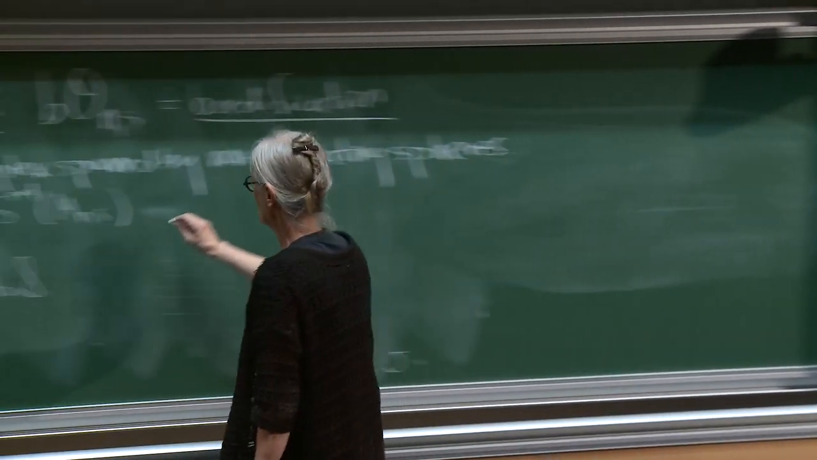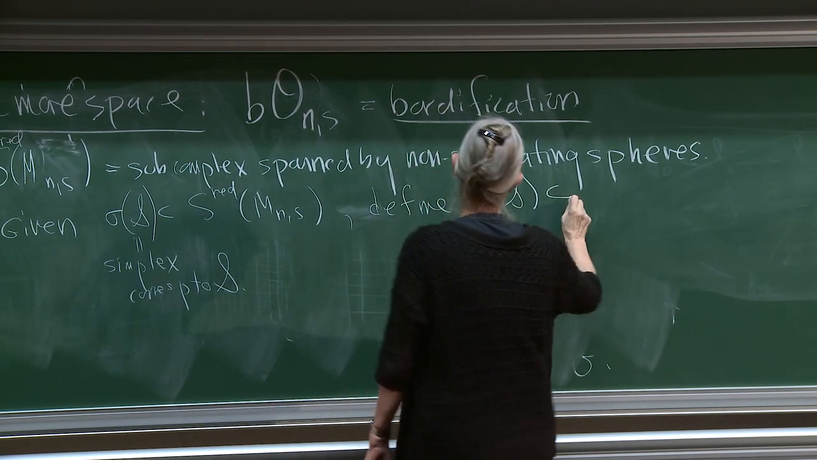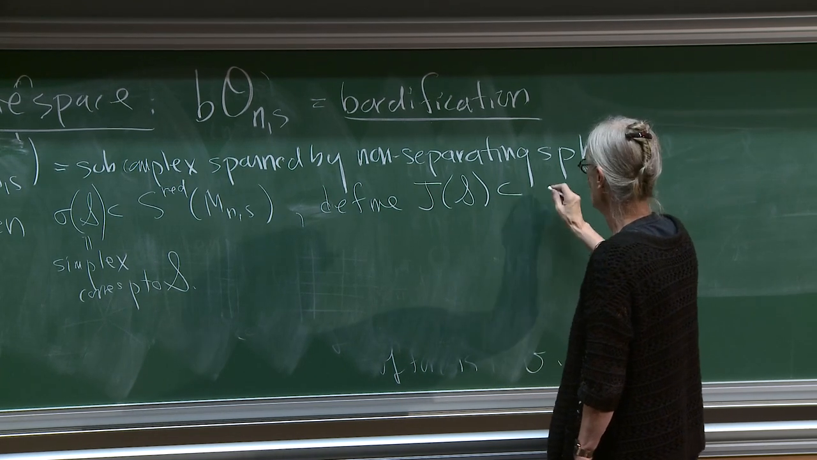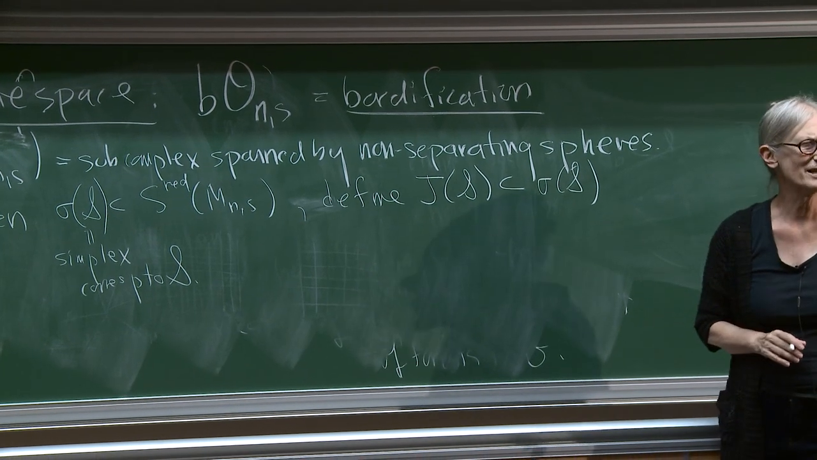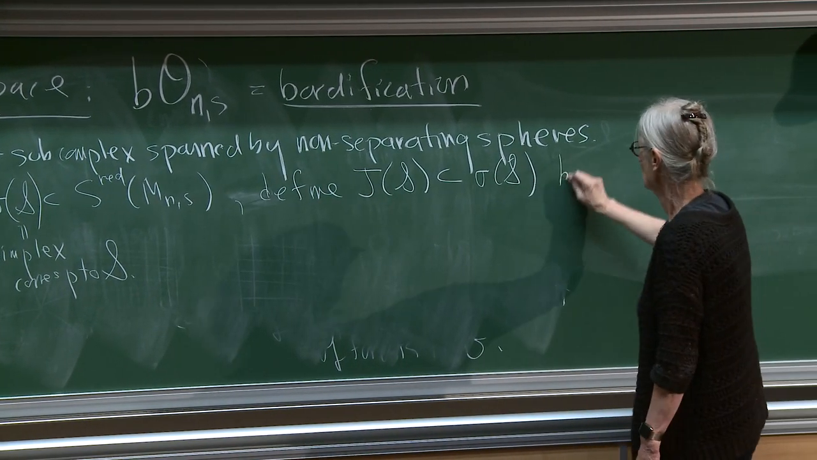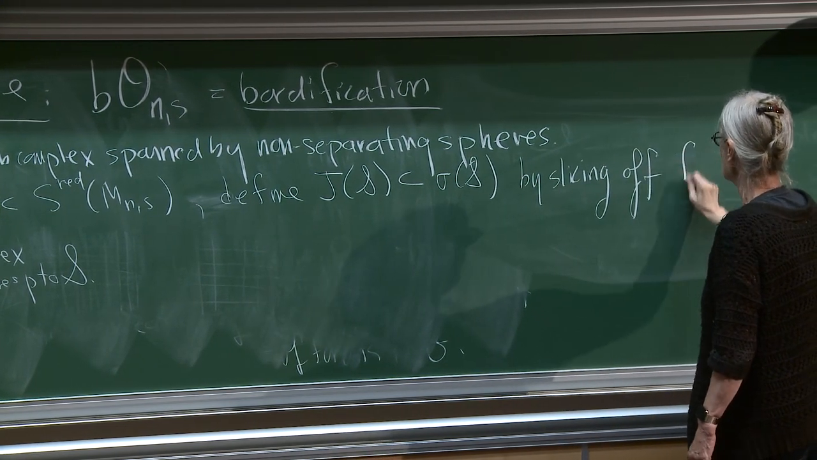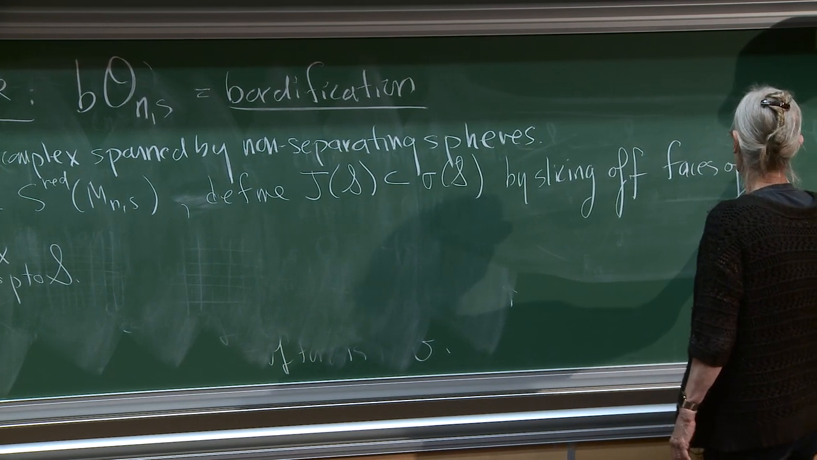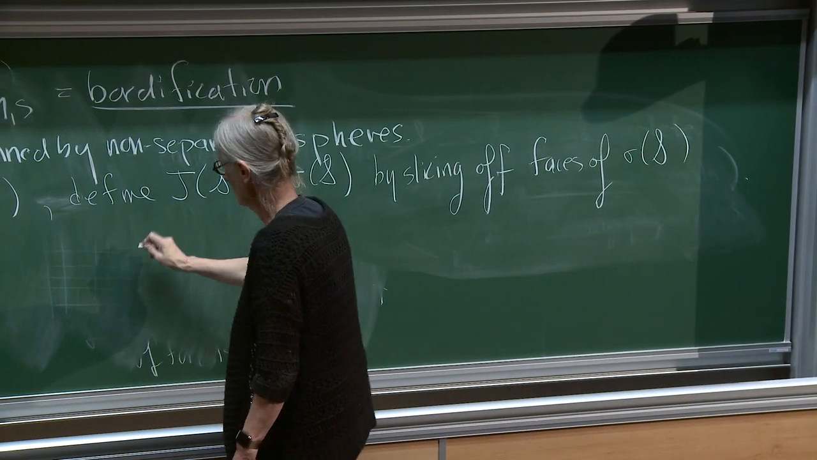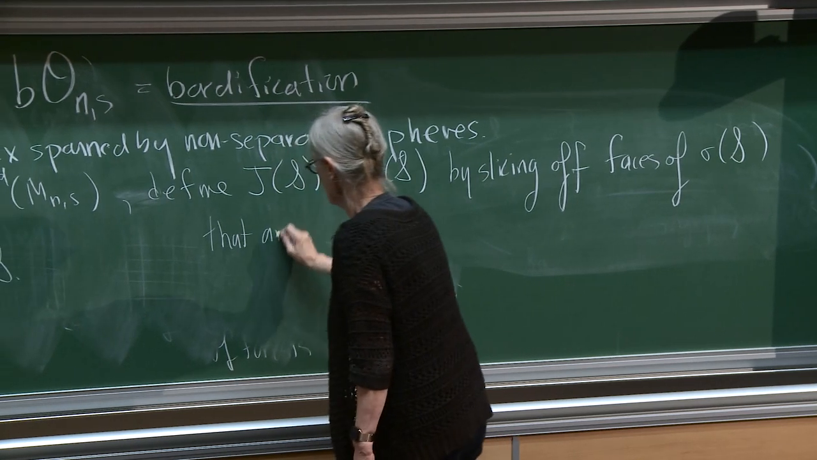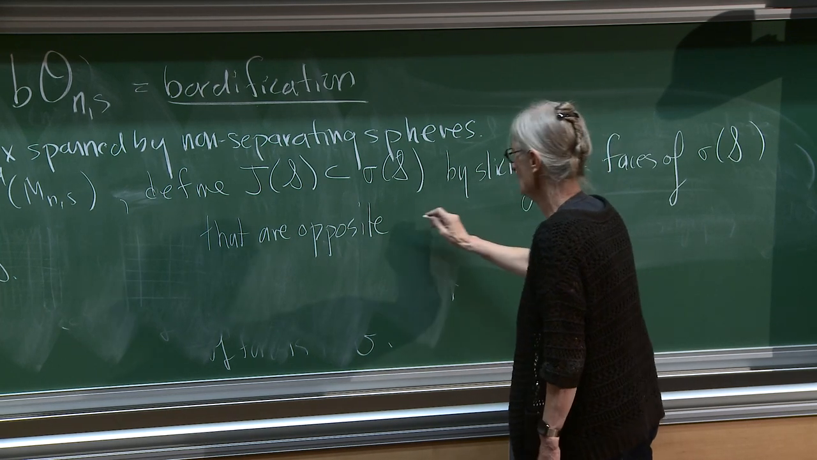I'm going to define J of S. It's going to be something sitting inside of sigma of S. And I'm going to get it by slicing off the faces of sigma of S that are opposite what I'm going to call core subgraphs.